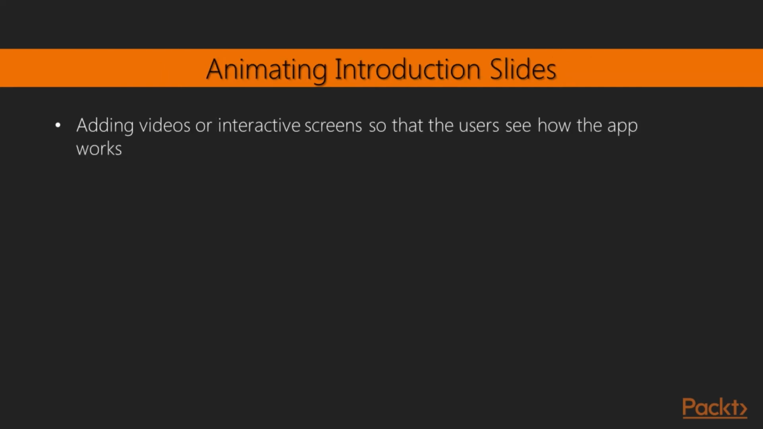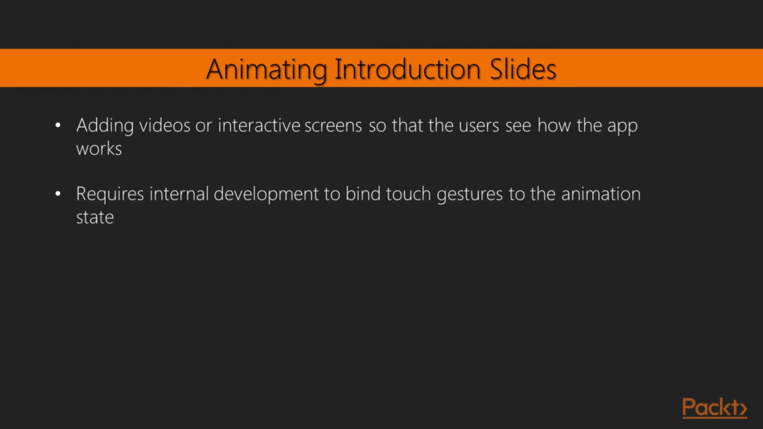Another way to get a wow experience from users is to have great-looking introduction slides. A typical app would have 3 to 5 slides to describe what the app does and how it will benefit the users. Today, many apps even add videos or interactive screens so that users can get a feel for how the app may work. Such an interactive animation will require some internal development to bind touch gestures to the animation state. Animating based on a specific state is very difficult because you have to get granular gesture data.